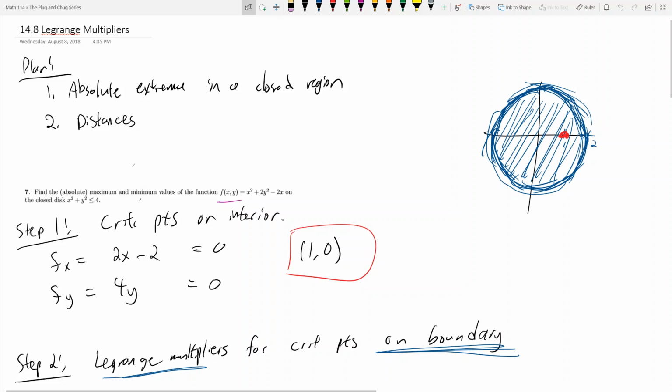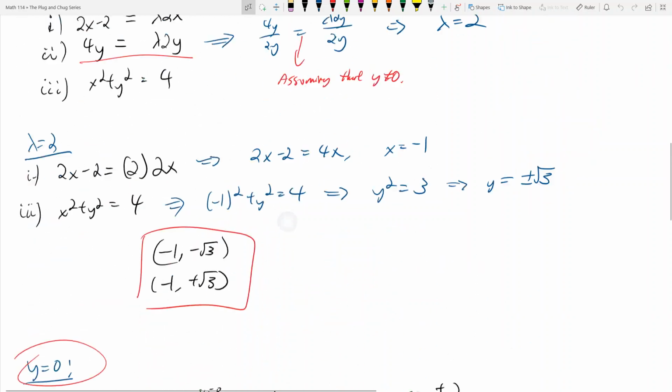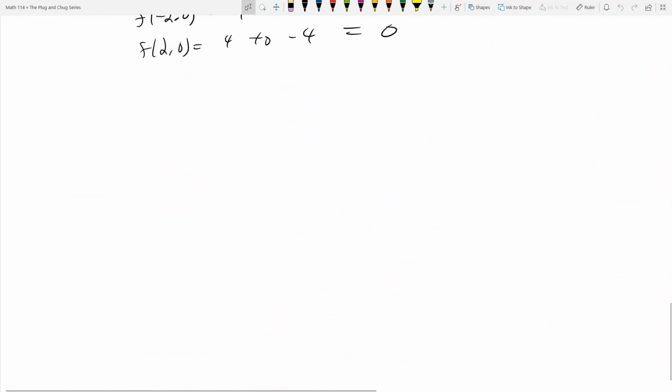Welcome back to 14.8 Lagrange Multipliers, and like I promised, in this video we're going to cover the second case up here on distances. So what happens when you have to minimize or maximize a distance? And I said there was going to be a special twist, so here's the special twist. This problem comes from Godzilla, and the problem is the following.